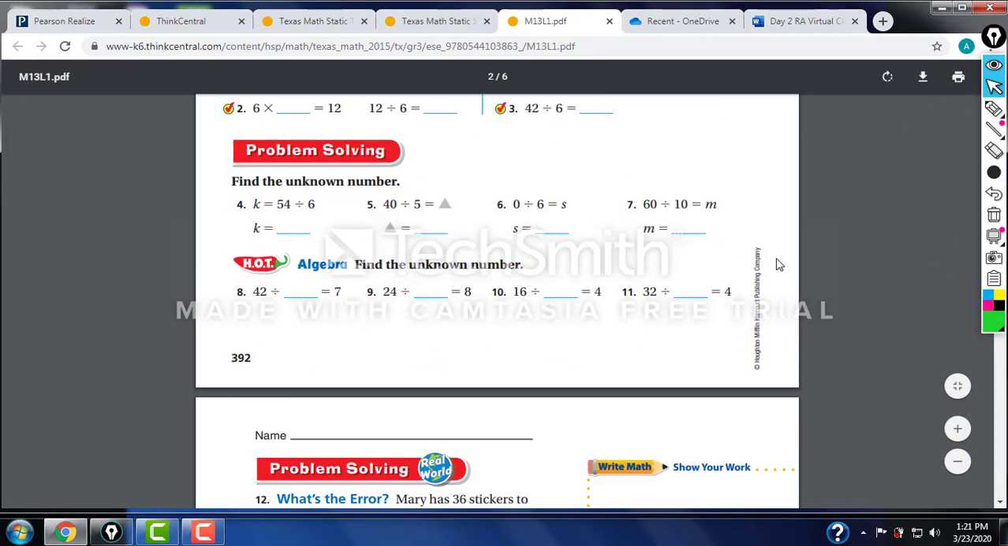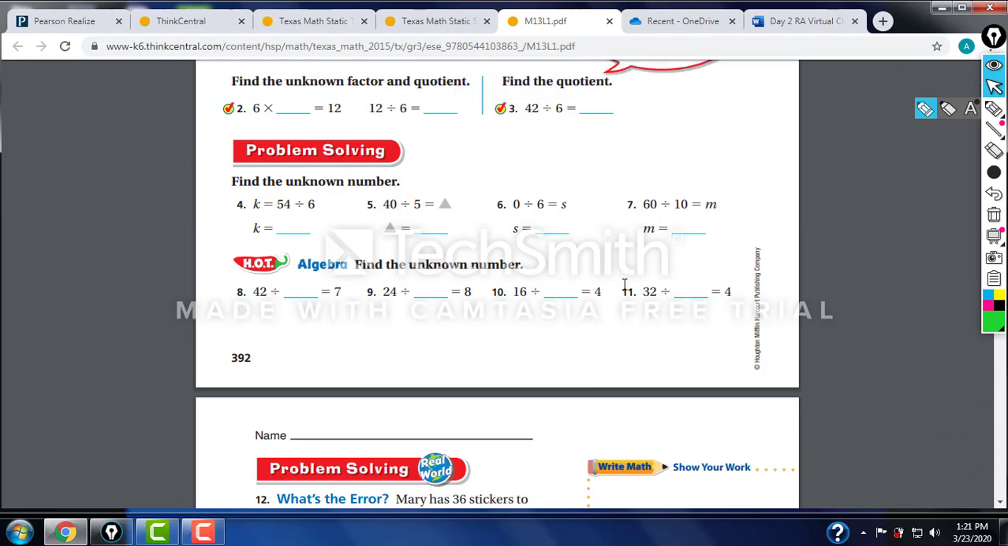This one is the algebraic section here. And all we're doing is finding the unknown letter here, and it's the same. We're finding the quotient for the division. It's the same thing. We just substituted the letters or the symbols for quotient. So you do the exact same thing. Pause this one right now and work on 4 through 11, and then we'll check your answer. So pause it right now and then come back when you're done.